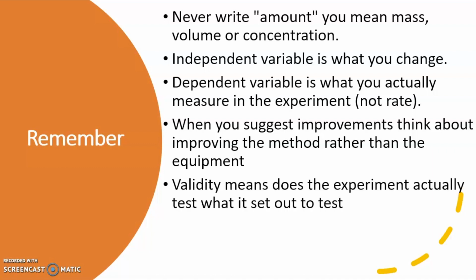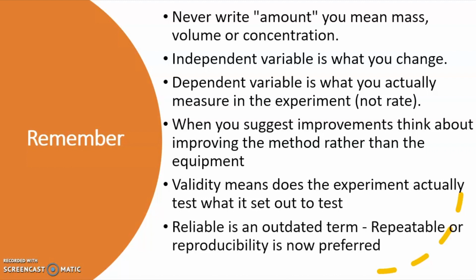Validity means, does the experiment actually test what it sets out to test? And reliable is now an outdated term. Your exam papers are going to be using terms of repeatability or reproducibility. Again, we're going to go through the definition of these terms and how we use them a bit later. So we're going to begin by going through some key terms.